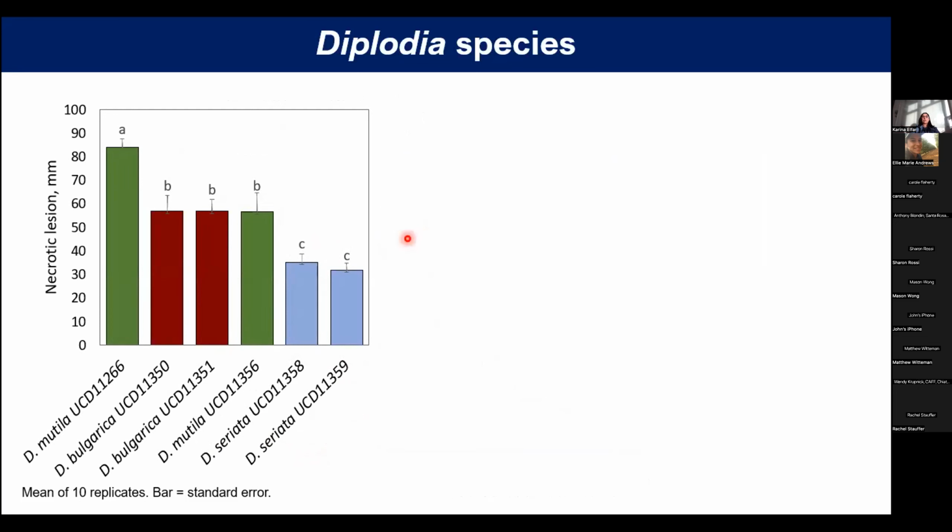So after that, just knowing that the Diplodia species were the most prevalent ones causing canker symptoms here in California, we wanted to compare just those three species, Diplodia mutila, Diplodia bulgarica, and seriata. And we redid some inoculations just to double check which of them is the most aggressive. So here we got that this isolate, also from Diplodia mutila, was the most aggressive, followed by these two isolates of bulgarica. And at the very end, we have the two isolates from Diplodia seriata.